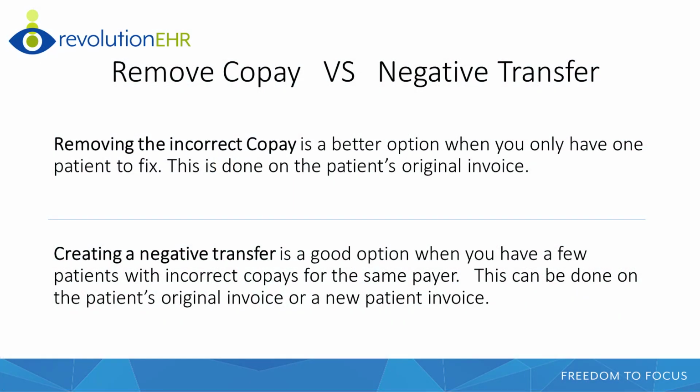The first way of removing the incorrect copay amount is usually the most common, and it can be a little bit easier when you're doing one patient. If you have a few different patients that overpaid their copay amount for the same insurance payment, let's say Blue Cross Blue Shield, someone was over collecting for a few patients, the second way of doing a negative transfer would be a little bit easier as you can do a group of them at once.